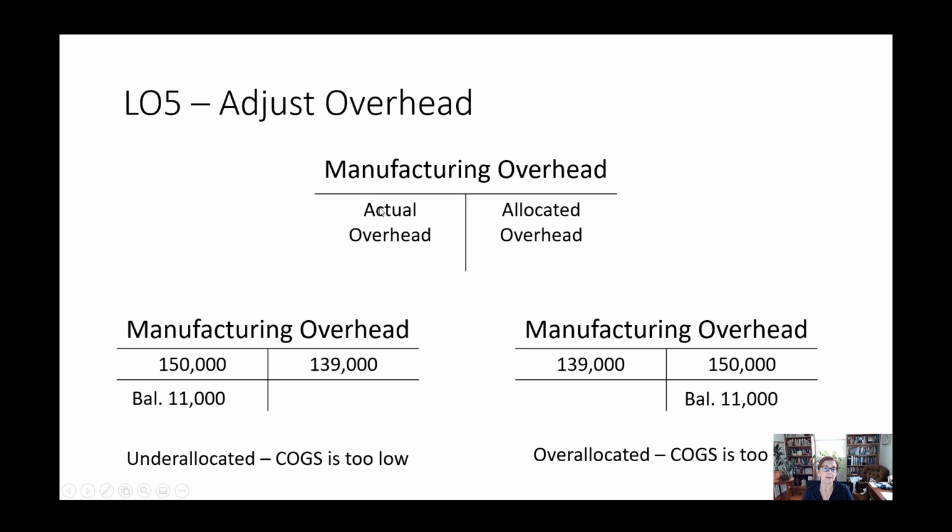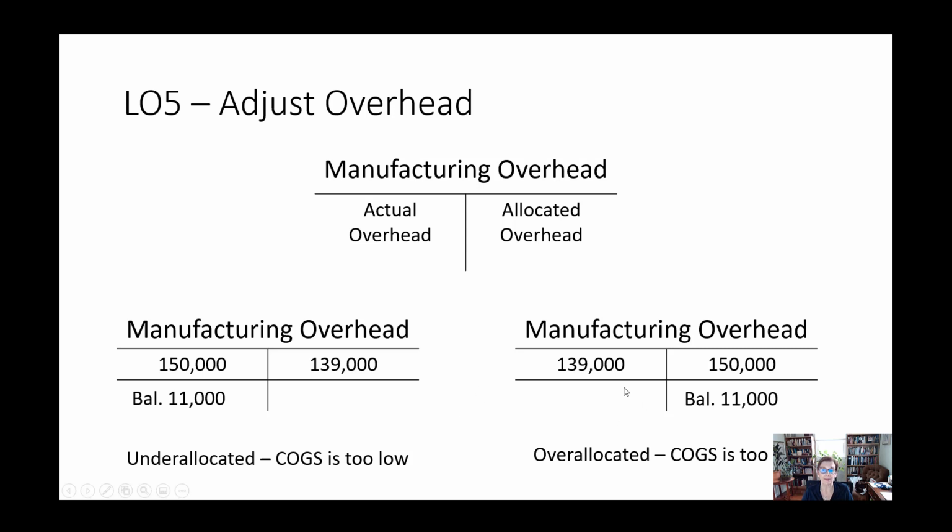We're going to have a balance in actual on the debit side, and we're going to have a balance on the credit side. So let's say at the end of the year, we had debits of $150 and credits of $139. So our balance is a debit balance of $11,000. That means that our actual overhead was greater than what we allocated, which means we didn't allocate enough overhead that year. It was underallocated, which also means our cost of goods sold is too low.